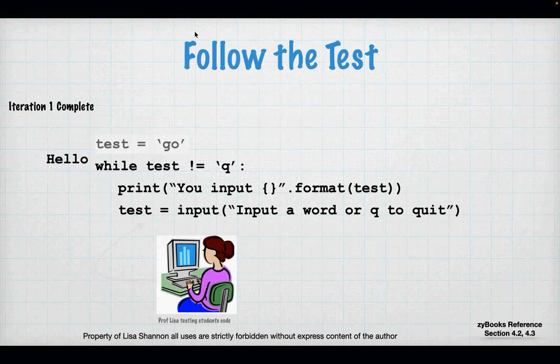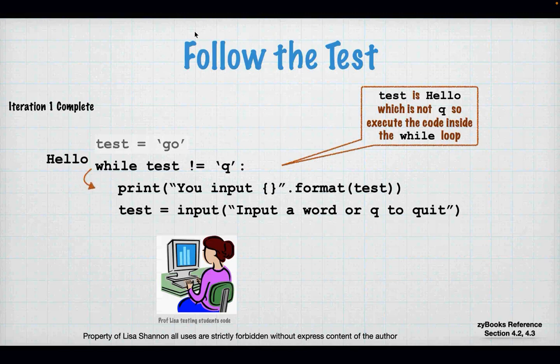So now it's going to say, okay, test is hello, which is not Q. So we're going to execute the loop again. We're going to print out some stuff. We're going to ask for user input. So now I'm going to input Q.